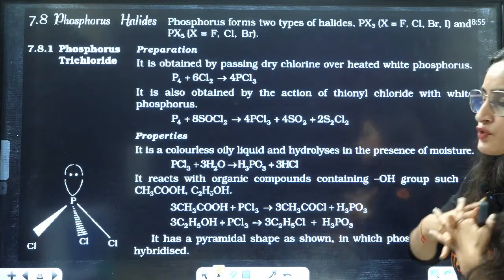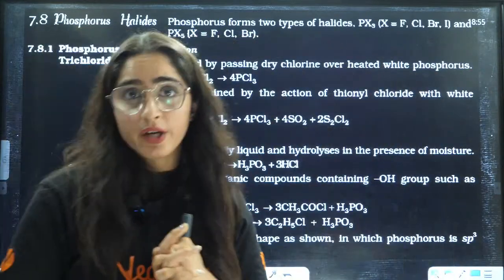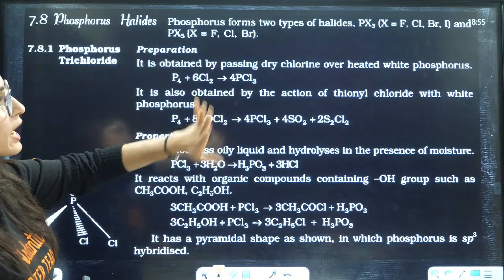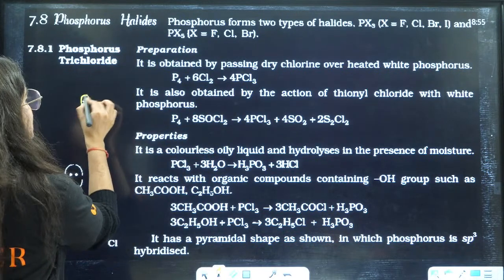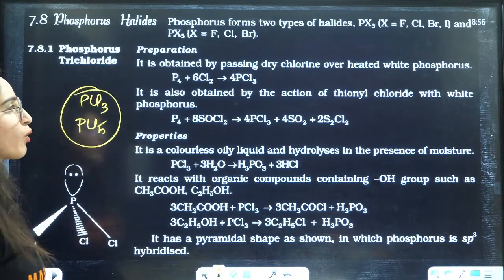Then you have phosphorus trichloride. Now again, trichloride, you need to remember the structure here, right? So phosphorus forms two types of halides. One is PCl3 and then there is PCl5. Both are important for you.